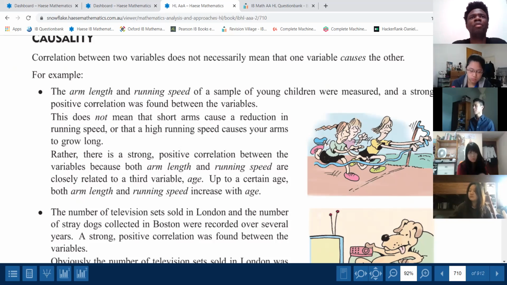Someone in P5 or maybe P4 will probably be age 10, isn't it? This dude will run faster than him. Brandy will run faster than they are. So while it looks as if the arm length and running speed, one causes the other, it's actually a result of the age, because of course the age determines maybe the inner strength or stamina or something like that.